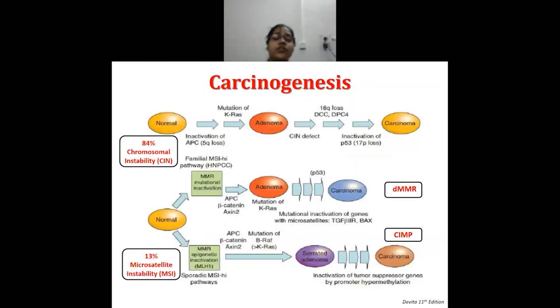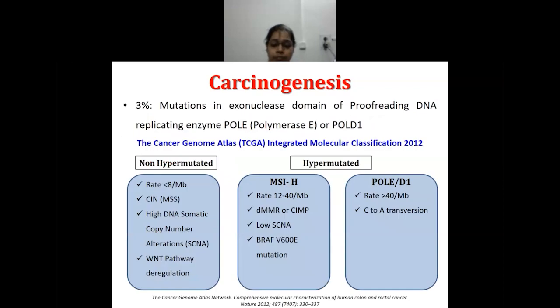Now, 84% of the colorectal cancers progress along the normal pathway, having chromosomal instability, while 13% of the cases have microsatellite instability, which may either be dMMR or CIMP, which is the CpG island methylation phenotype. 3% of cancers have mutations in the exonuclease domain of the proofreading DNA replicating enzyme POLE or POLD1.